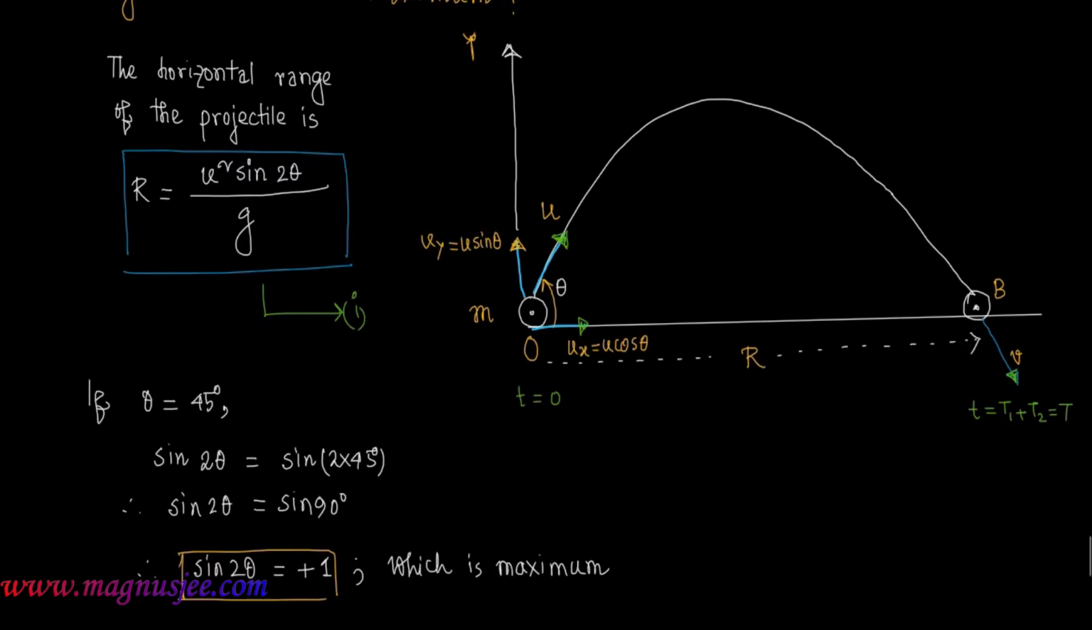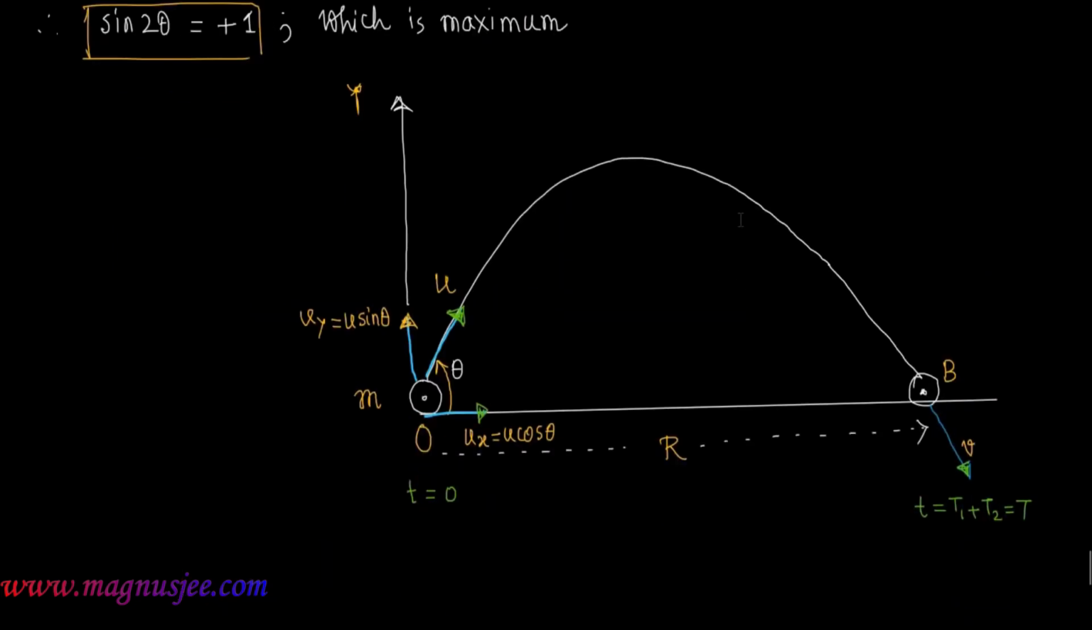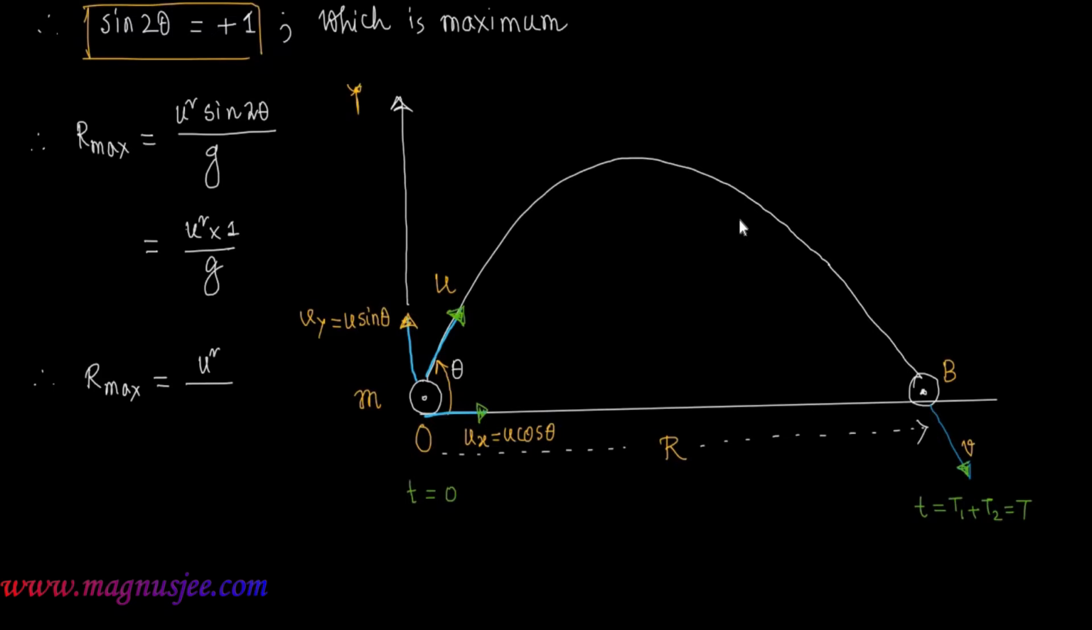That means if theta equal 45 degree, then the horizontal range will be maximum, which is denoted by R max, equal to u square sine 2 theta divided by g, equal to u square into 1 divided by g. Therefore, R max is equal to u square divided by g, which is the maximum horizontal range of the projectile thrown from the ground at an angle 45 degree with the horizontal.